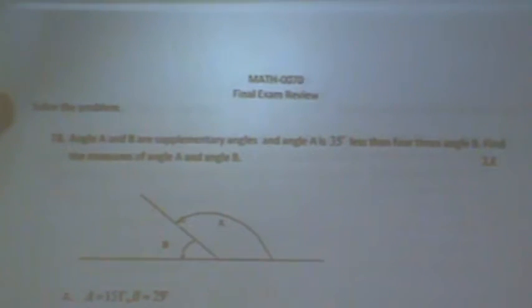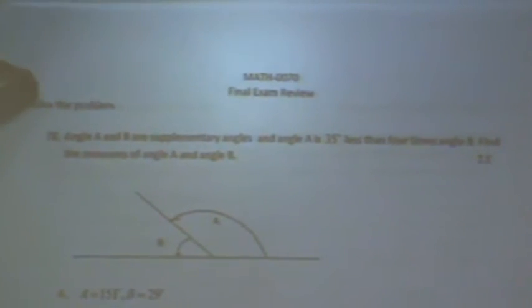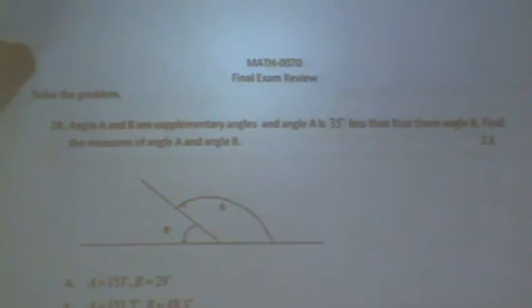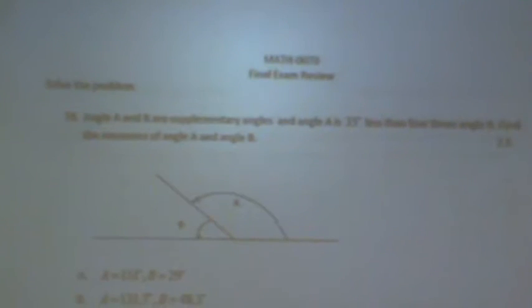Okay, next one, 78. 2 angles are supplementary. That means that they add up to be 180. If it said complementary, they would add up to be 90. So angle A is 35 degrees less than 4 times angle B. So we don't know what angle B is. We're going to call that X.